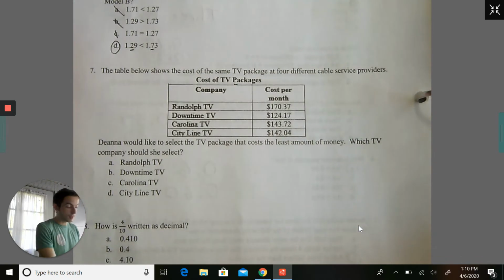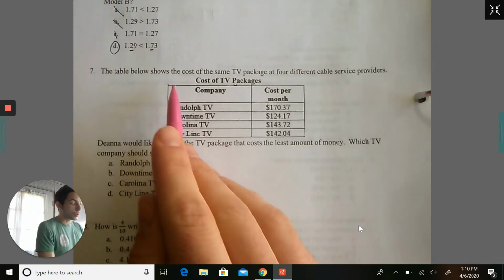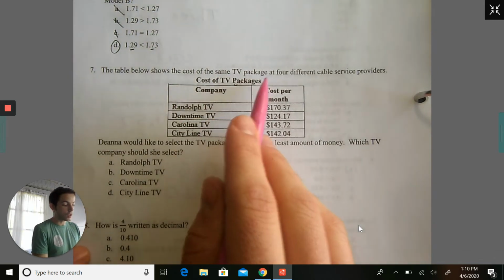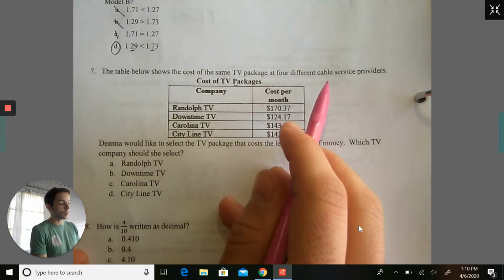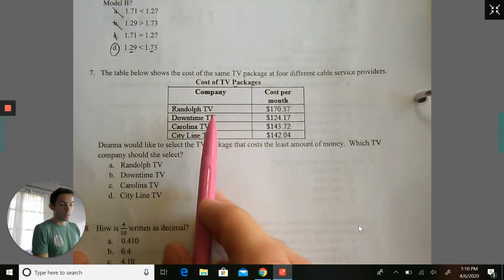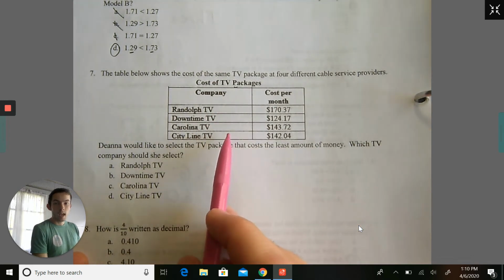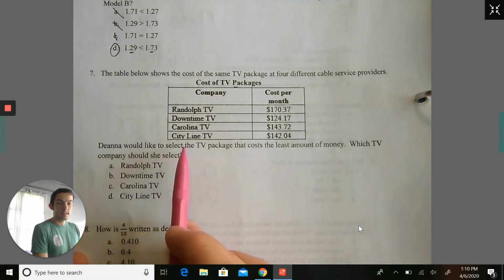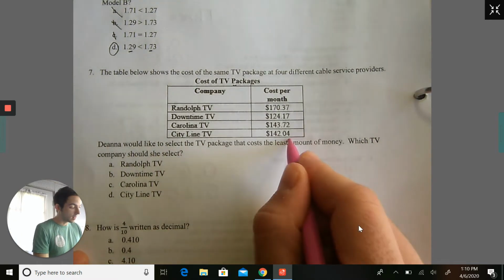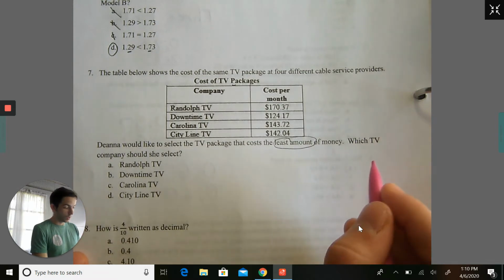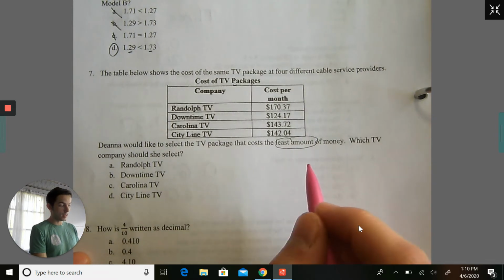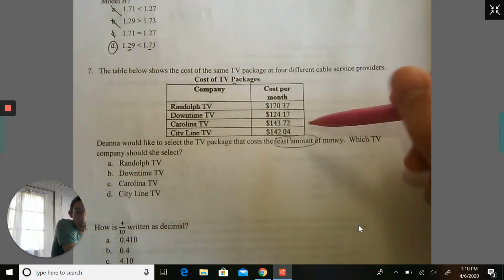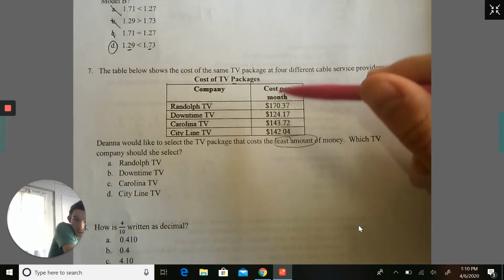Down to number 7. The table below shows the cost of the same TV package at 4 different cable service providers. So we have all of these 4. And so down here, the question says, Deanna would like to select the TV package that costs the least amount of money. Which TV company should she select?